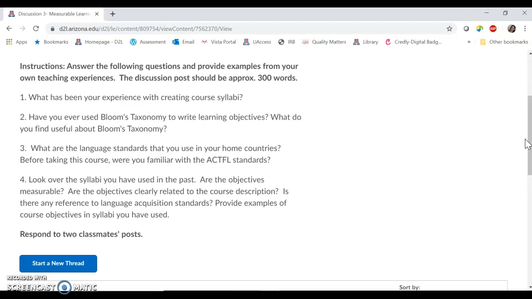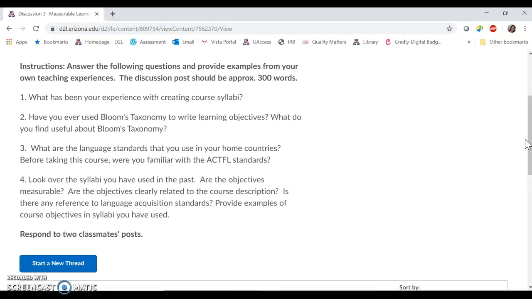Then I also want you to talk about your experience with Bloom's taxonomy. What you find useful about Bloom's, and then also talk about the ACTFL standards. Were you aware of those before you took that class? Had you used them? Do you find those reflected in the syllabi you use? In what context have you used national standards?